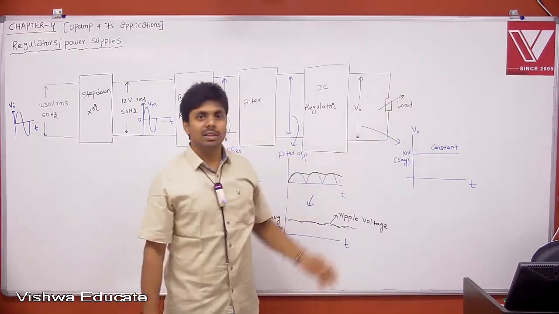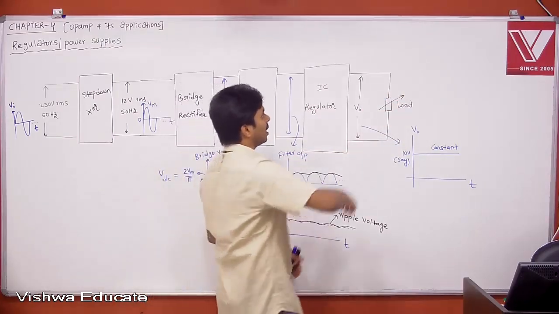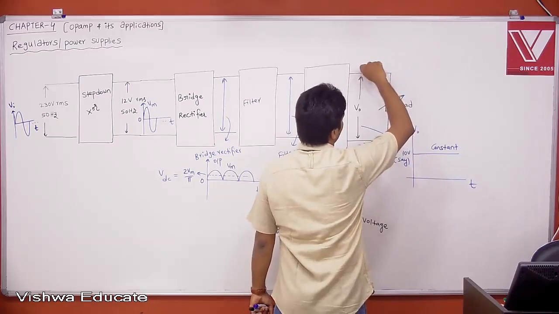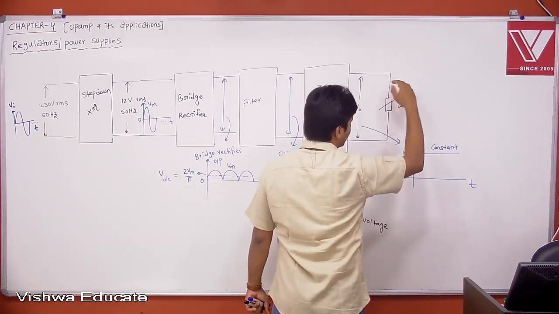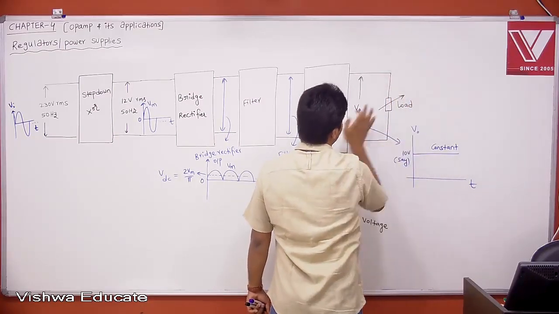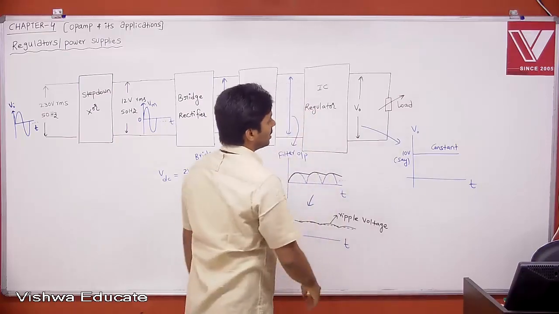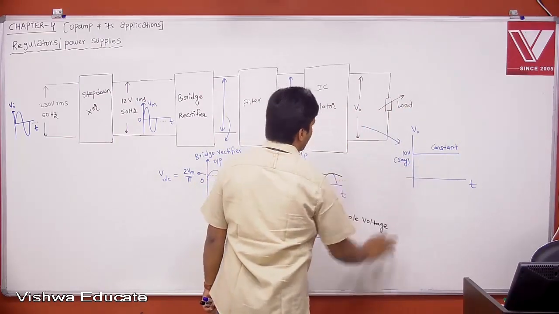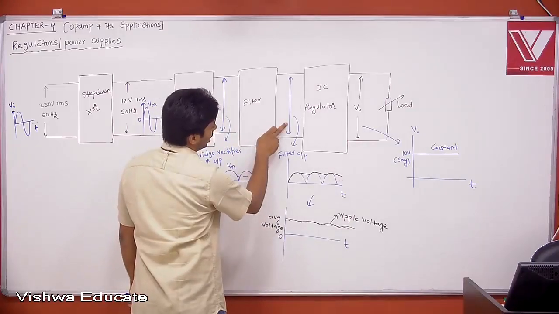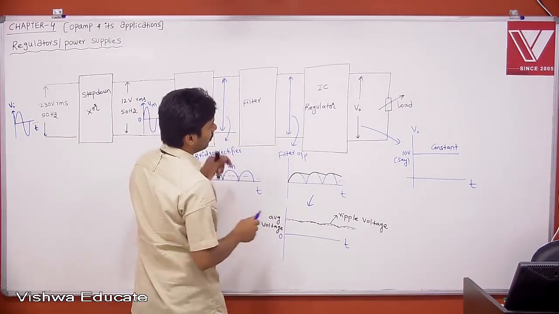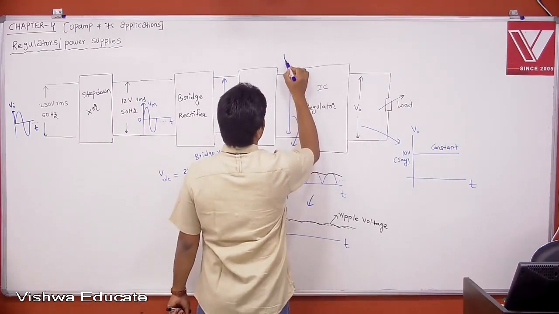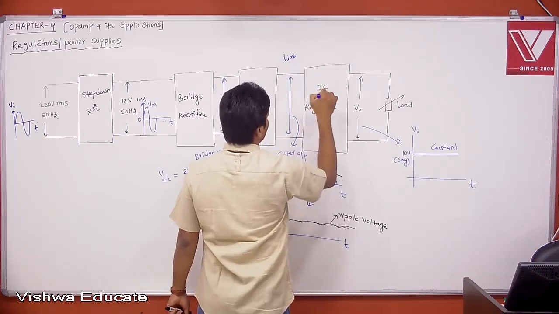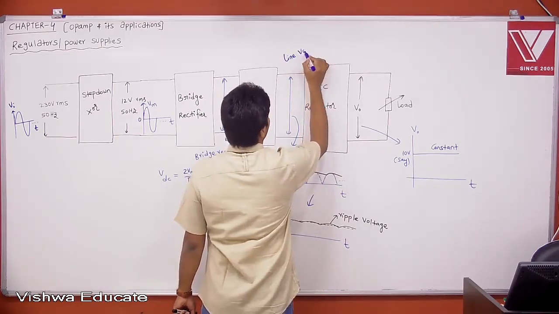The load will vary. If the load is varying, the amount of current it takes changes, and yet the regulator has to give a constant output voltage. Irrespective of load variation, I am expecting the output voltage to be constant, and irrespective of your line voltage change as well. This is what people call the line voltage with respect to the IC regulator.